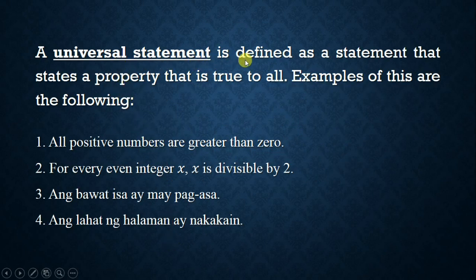A universal statement is defined as a statement that states a property that is true to all. Examples of this are the following. All positive numbers are greater than 0. So it is true for all positive numbers that it is always greater than 0. For every even integer x, x is divisible by 2. So that is also true for every even integer x, it is always divisible by 2.